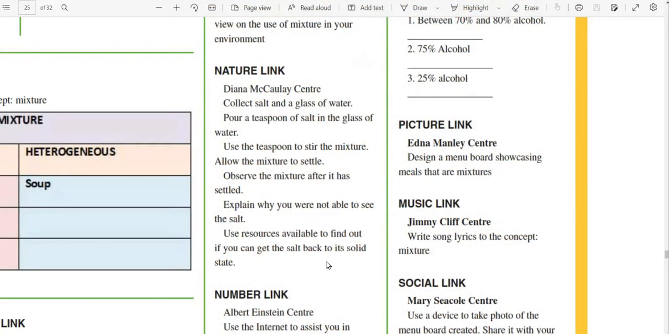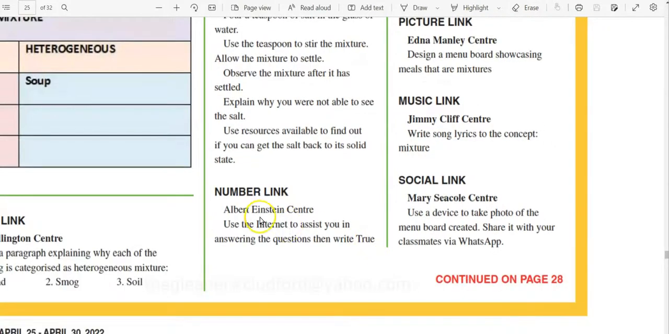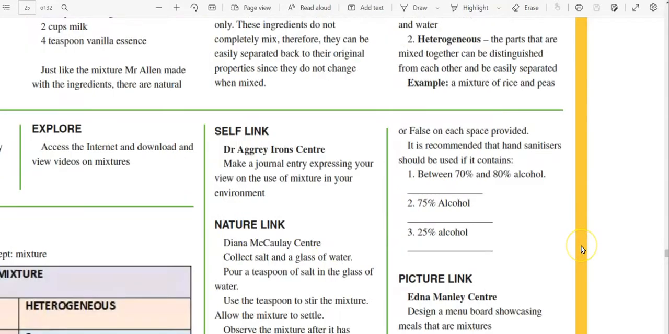Let's go to the NumberLink. And the NumberLink here from the Albert Einstein Center says, use the internet to assist you in answering the questions, then write true or false on each space provided. It is recommended that hand sanitizers should be used if it contains between 70 to 80% alcohol. True or false? So here we have 75% alcohol and 25% alcohol. Is that true or false?